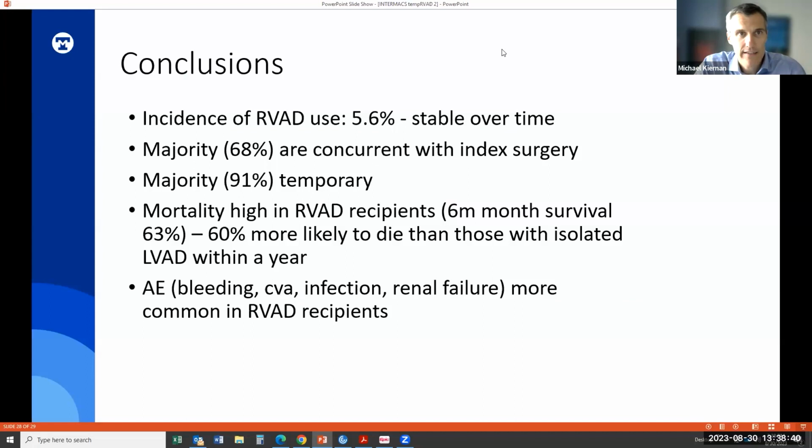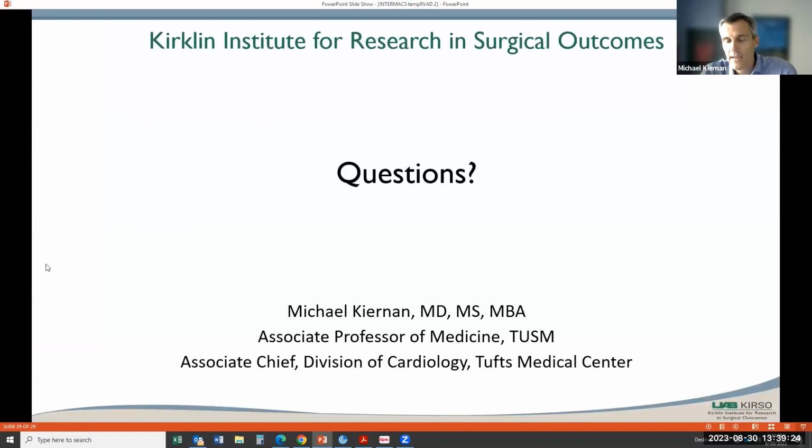So with that, in conclusion, the incidence of RVAD use over time seems to be stable between 5 and 6%. The majority, just over 2/3, occur concurrent with the index surgery, so what we're calling BIVADs or simultaneous BIVADs. The majority of RVADs that are placed, about 90%, so 9 in 10, are temporary devices. Mortality in this population at large is much higher compared to those who receive an isolated LVAD. So 6-month survival was 63%, and on average, they were about 60% more likely to die than those who received an LVAD alone. And as I just mentioned, other adverse events or complications are also more common in this patient population. And with that, I will conclude and see if anyone has questions that I can answer.